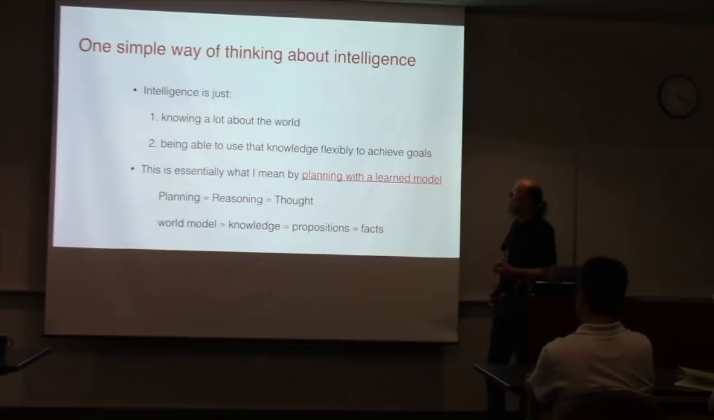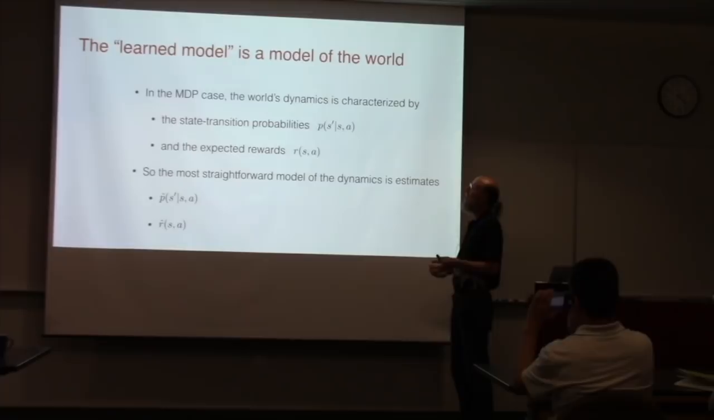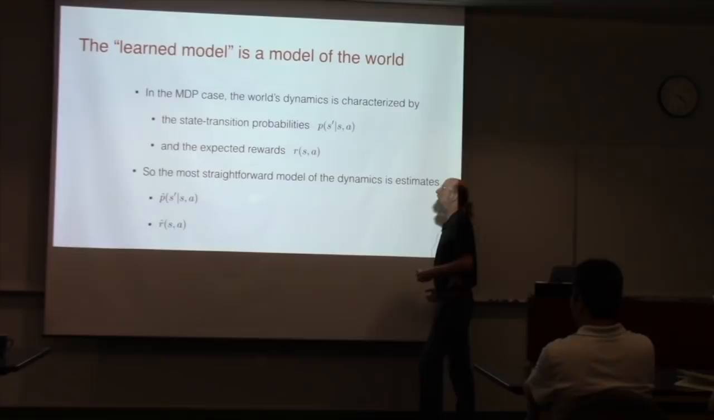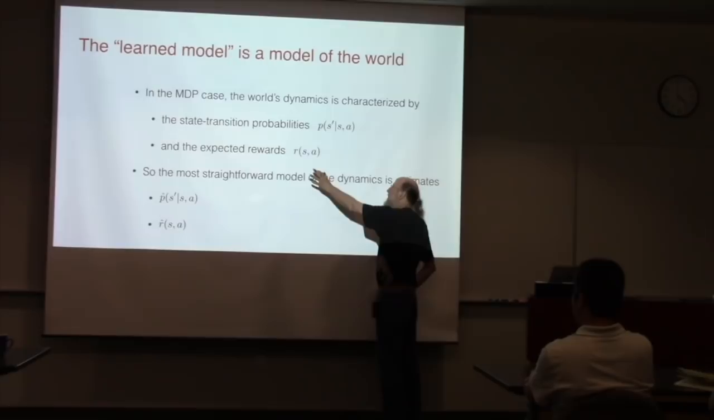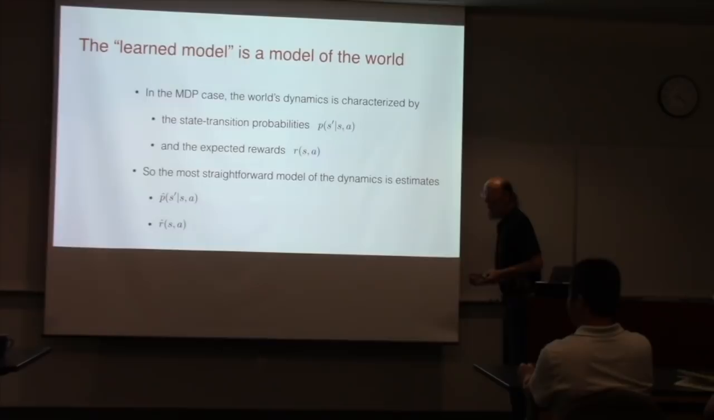So the learned model part. Well, obviously the learned model is a model of the world. If it was a Markov decision process, the mathematical framework we like to use in reinforcement learning and more in all of AI, we model the world, we think of the world as having a dynamics, an evolution property, a physics. We think about state transition probabilities, the probability of each possible next state, S prime, given the current state and an action. And we think about expected rewards for being in that state and doing that action. To make a model of the world, we would make models of these two things, so we just put hats on them and we're done. That's the kind of thing we're going to try to do.